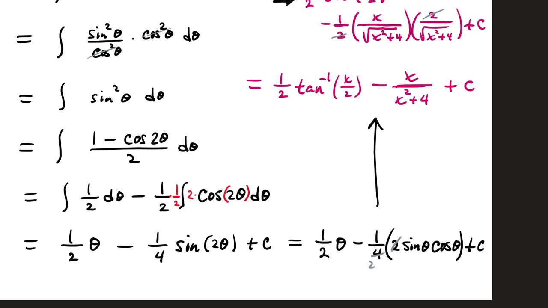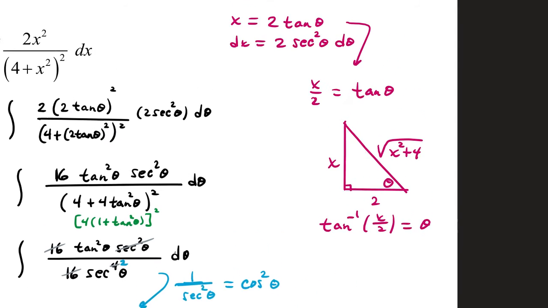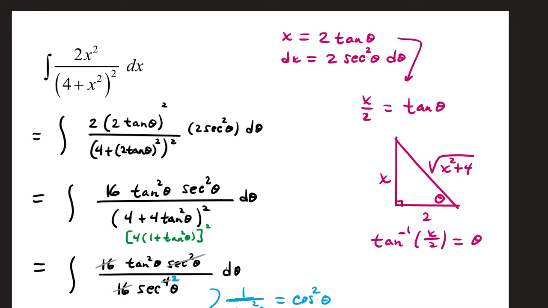We'll go back up and look at our substitution. The original substitution was x = 2 tangent theta. Solving for tangent theta, we get x over 2. Tangent is opposite over adjacent. Using the Pythagorean theorem, we can get our hypotenuse. Also note that since x over 2 is equal to tangent theta, if you invert, tangent inverse of x over 2 is equal to theta.